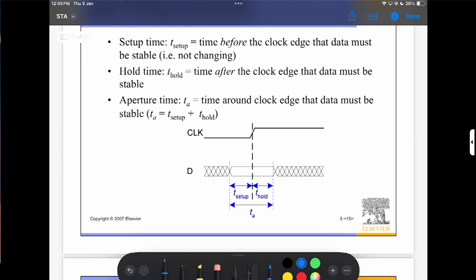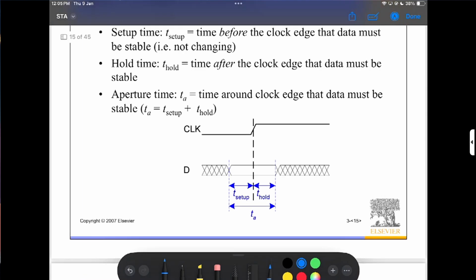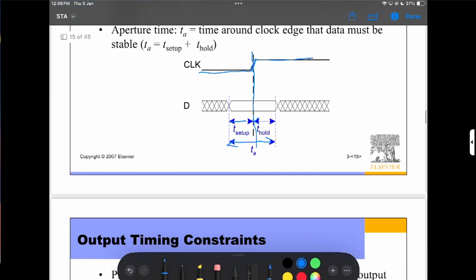And aperture time, TA, is the time around the clock edge that data must be stable. TA equals T setup plus T hold. This is the aperture time. Basically, this is my clock, and here the T setup plus T hold is called the aperture time. In this period data must not change, otherwise it goes to metastability.